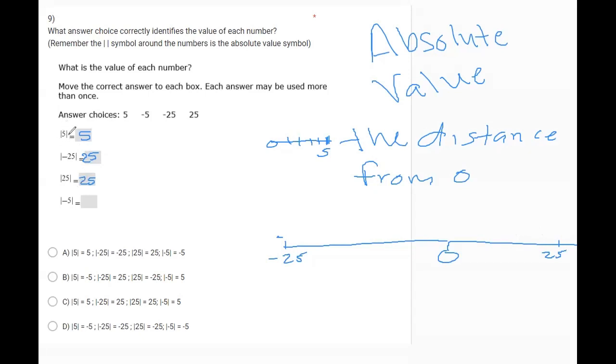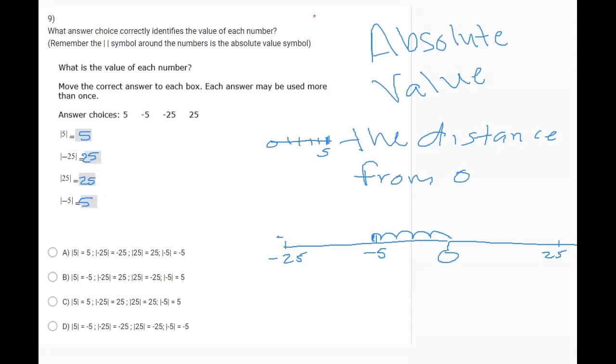Up here, I had the absolute value of 5 was 5, but down here you can see it says the absolute value of negative 5. And right here, negative 5 will be about right there. And again, that is still just 1, 2, 3, 4, and 5 spaces away, which means the absolute value of negative 5 is a positive 5.